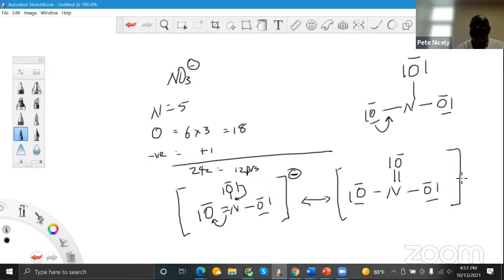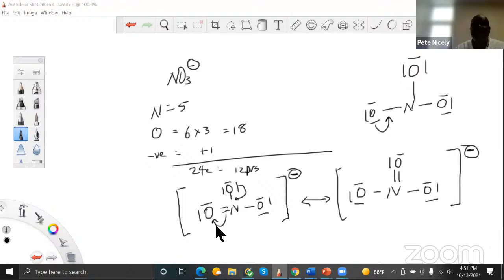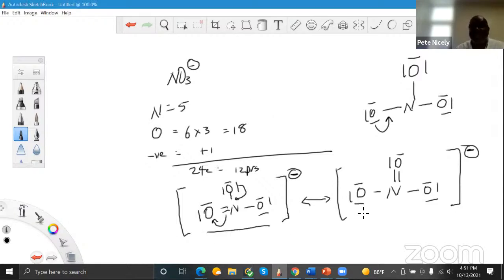So the nitrate ion can be represented by this, and it can be represented by this, and there's yet a third structure that can be used to represent a nitrate ion if you push this pair of electrons here and push this pair of electrons up here, and then you're going to end up with N, O, double bond O, single bond O, and then you put that in square parentheses as well with a minus sign outside.